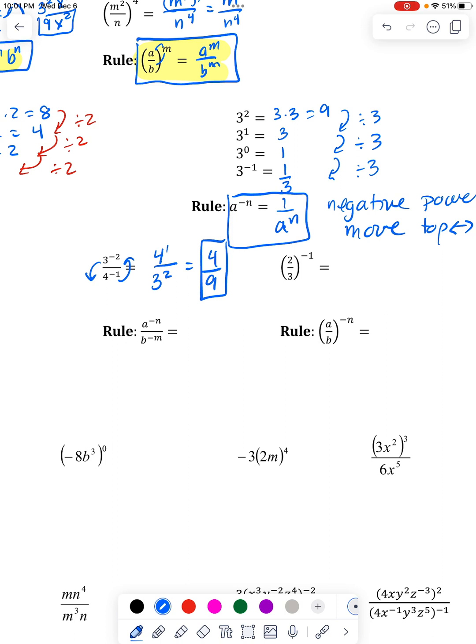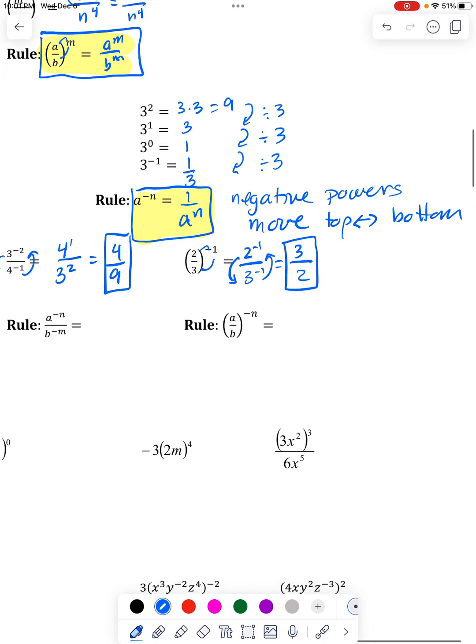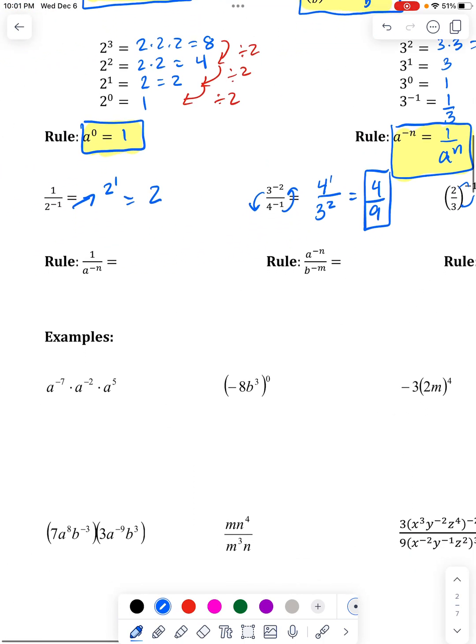These can definitely be tricky. Here, using my rule from how I distribute the powers from up above, I'm going to go ahead and get 2 to the negative 1 over 3 to the negative 1. So this has to move down to become positive, and this has to move up to become positive. And so 3 over 2 is my final answer.